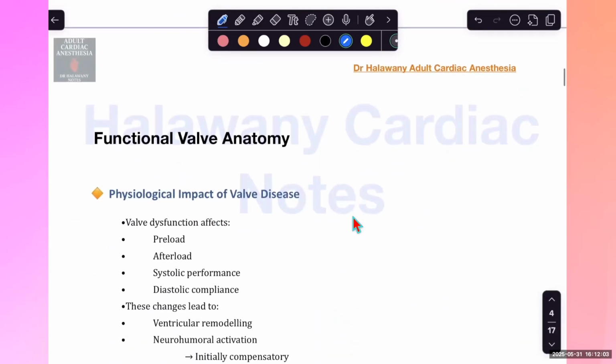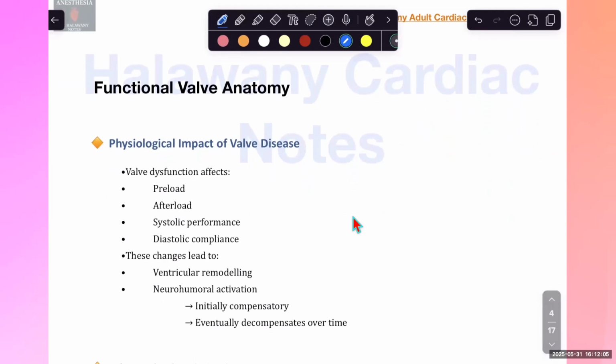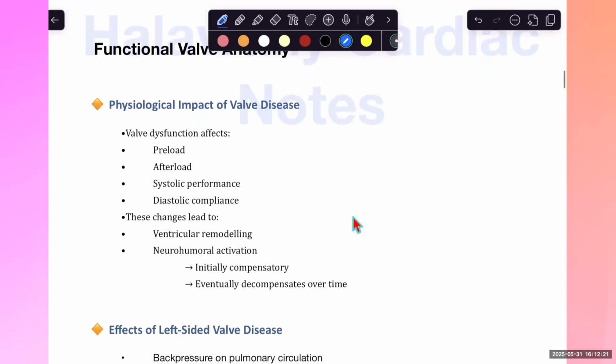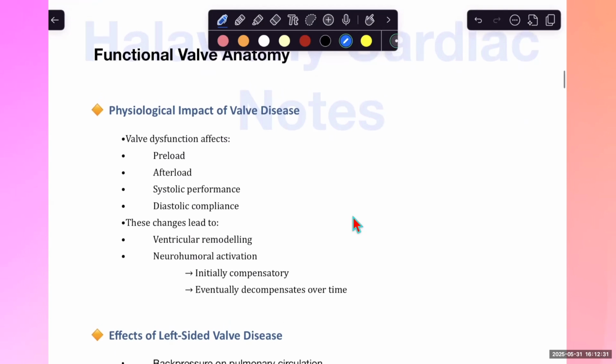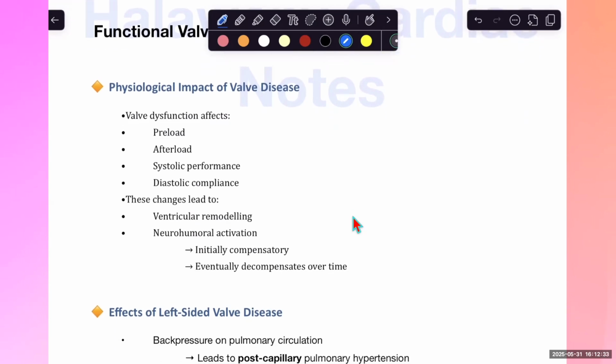I also wanted to highlight some small points for you. Now we are saying valve problem or valve disease. So, what is the normal valve? You should understand what is the normal valve, and this abnormal valve or anything that will happen in this valve, how will it affect the function of the heart? They call it the valve anatomy. Physiological impact of valve disease.